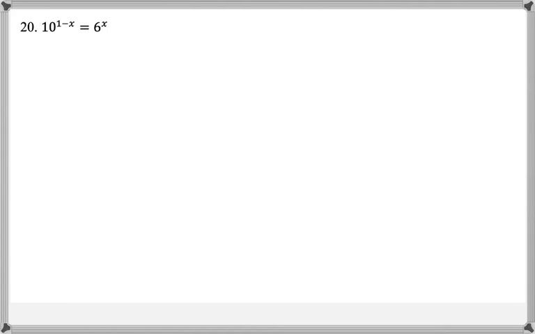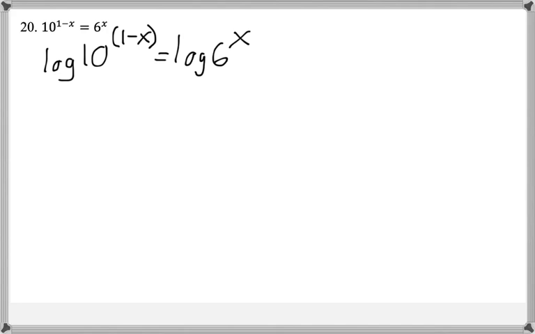Question 20, my first step is to take the logarithm of both sides. And you'll notice that this question is another question where we have x's in both of our exponents. Our next step is to bring down both exponents to the main level using the power rule.